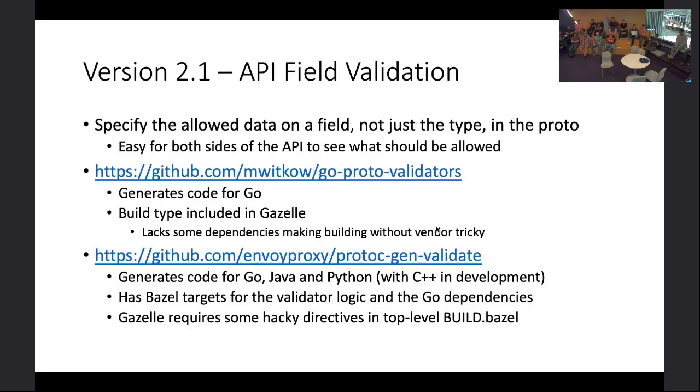So it has Bazel targets for all of the validator logic from a proto perspective and a Go perspective. And as long as you do a little bit of a hacky import of it into your top level build.bazel file, everything works underneath, which is super handy. This particular piece is in that demo repo that I pointed out.